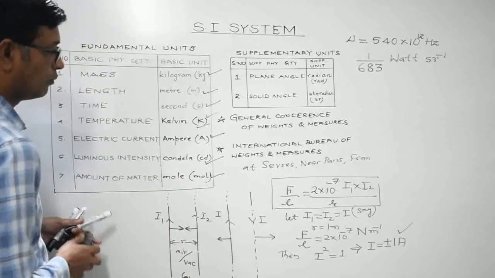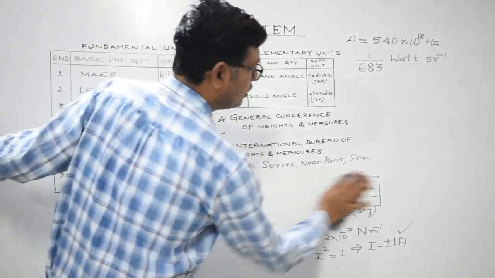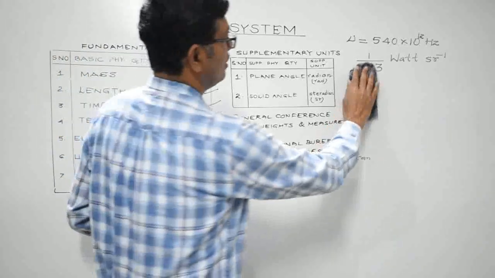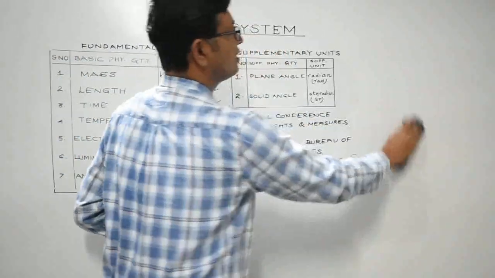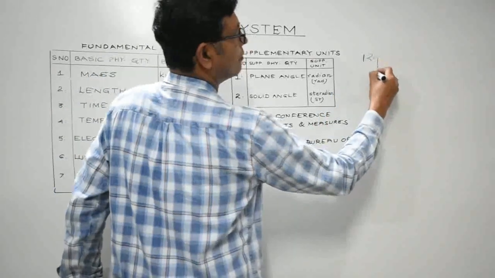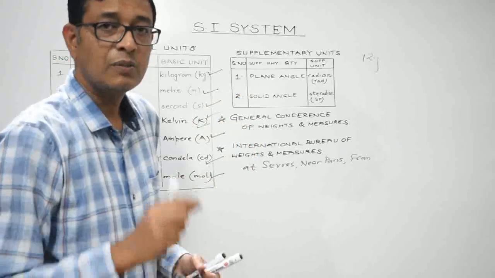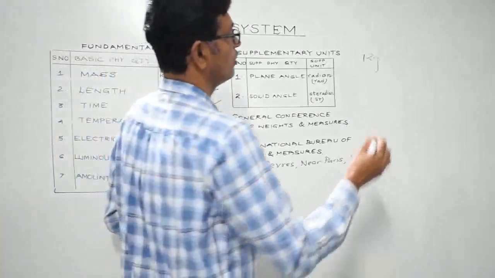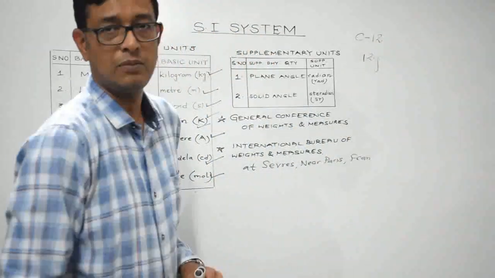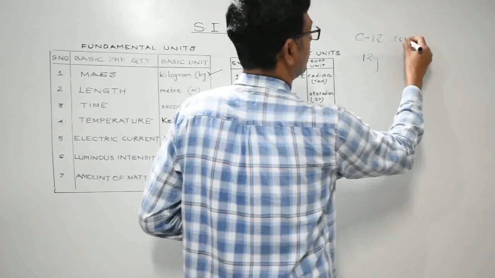So 1 mole is defined as the amount of the substance that contains as many elementary units as there are atoms in 12 gram, or 12 divided by 1000, that is 0.012 kg, of carbon 12 atom. So this is the definition of mole.